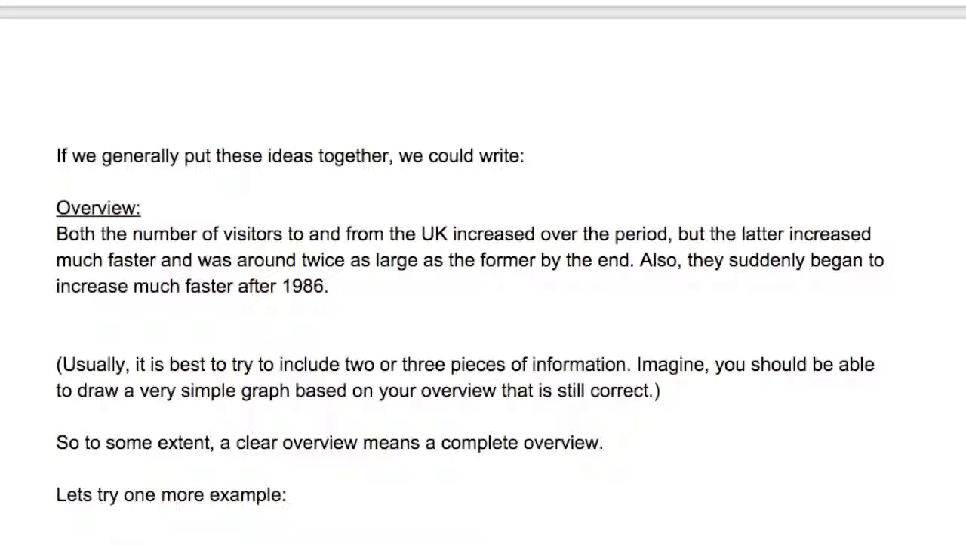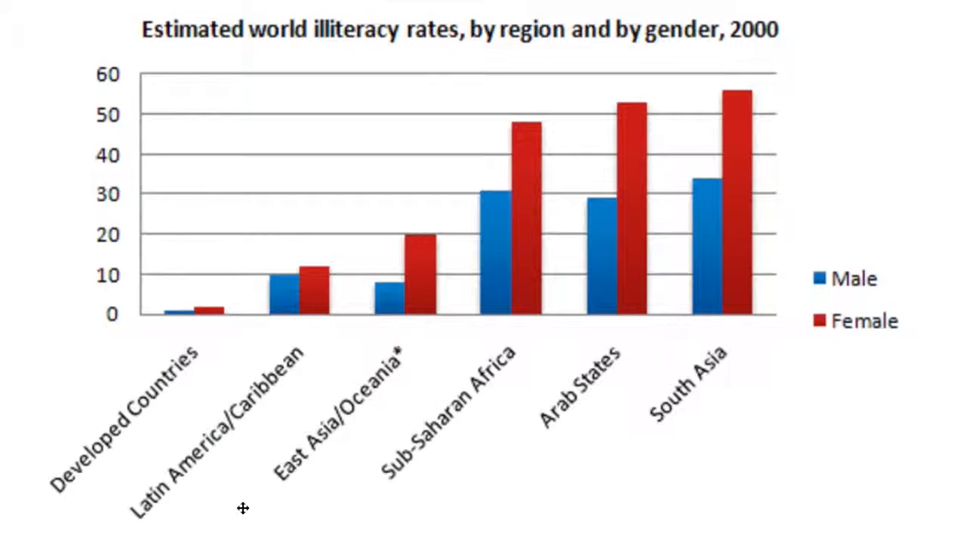Let's try one more example together. Let's look at this wonderful bar chart again. So what ideas do we notice here? Well, this looks a bit tricky. Remember, it's comparing a lot of things, comparing men and women and these 6 regions. And what could we say?